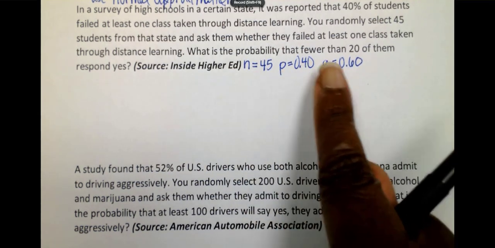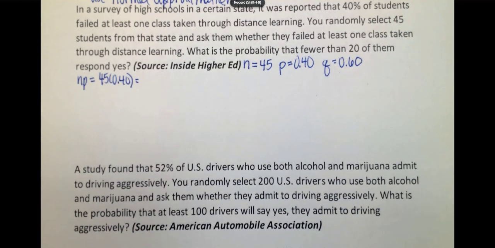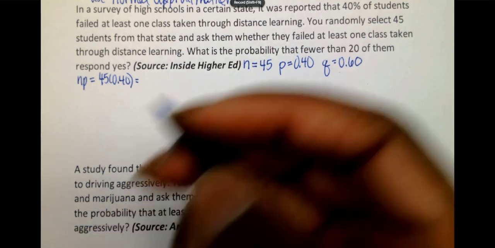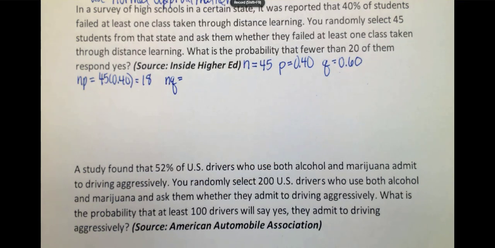Okay, NPQ. So we have to check to make sure we can do our problem. N times P is 45 times 0.40, which is also our mean. So we have 18 successes out of the 45. Everybody else is a failure. So 0.6. Remember, failure does not mean bad. Failure does not mean bad. It's just not what we're looking for.